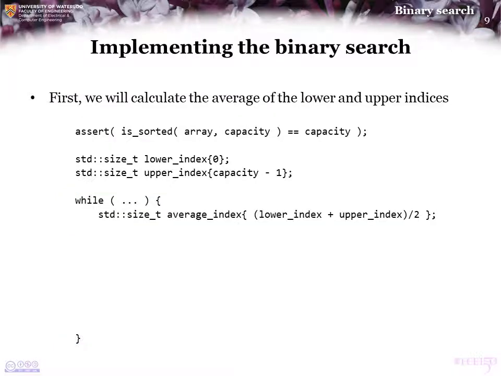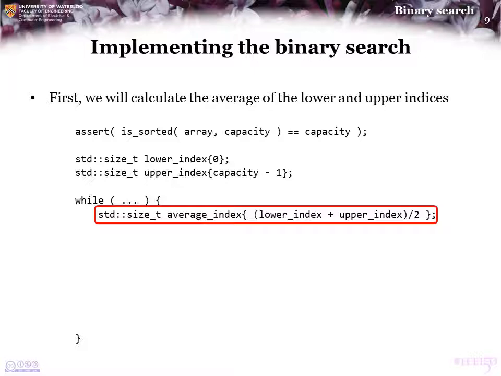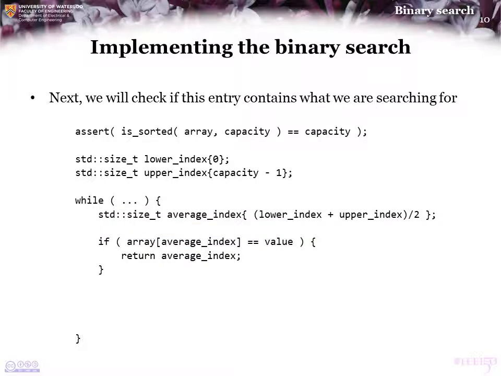Now, the first thing we will do is calculate the average of the lower and upper indices. So this is going to be the index at which we will inspect the array. Next, we will check if the entry at that average index equals our value. If it does equal the value we are searching for, then we will return to the user this index indicating that yes, we have found it and it is found at this index.